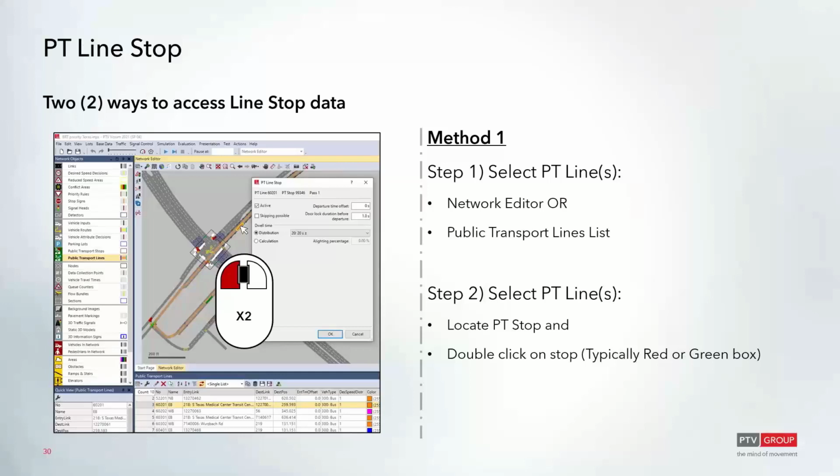And you'll see here in the image that the PT stops, when you have that line selected first, are going to show up either with a red box or a green box. If the PT stop is active and turned on for this line, you'll see it show up as a red box, whereas if the stop is not active and it's a passive stop, you'll see that shown in green.